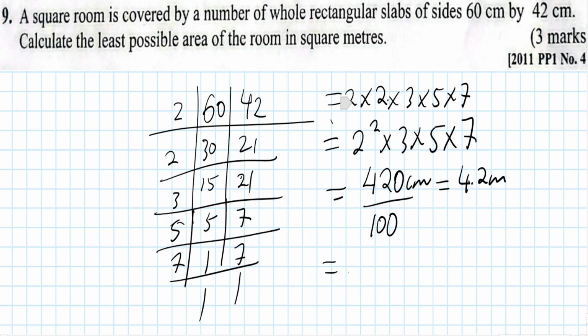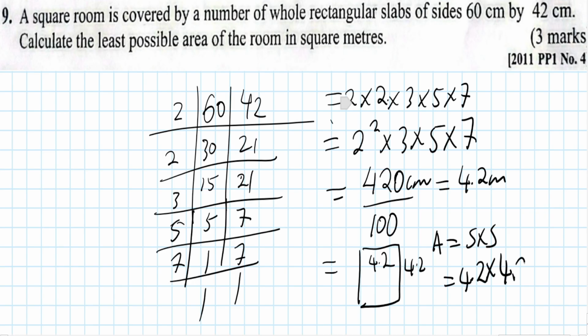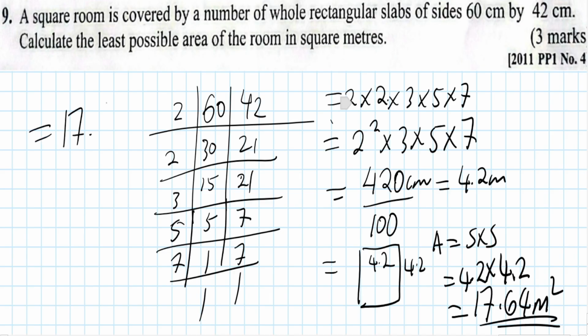And so we have a square whose sides are 4.2 by 4.2. If you want to get the area, side times side, so 4.2 times 4.2 is going to give us 17.64 meters squared. Let me just write it here, 17.64 square meters.